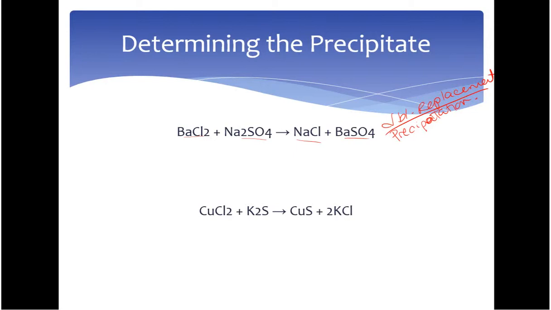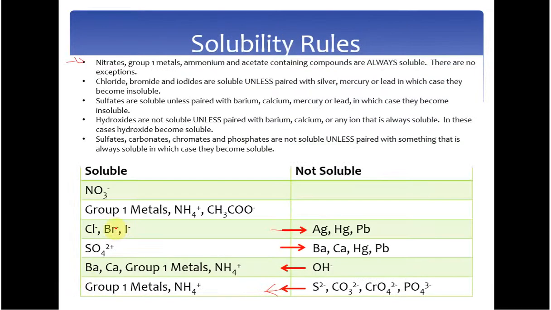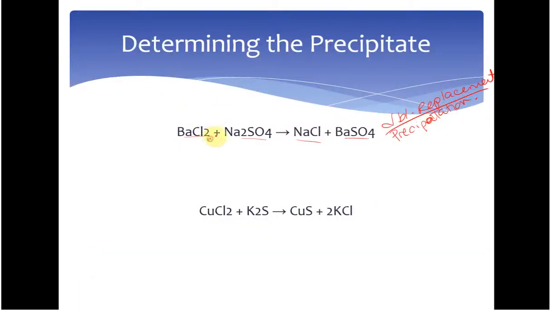Now, I'm not going to worry about balancing. You may have to do that in class, but let's just first look at solubility. Barium chloride. Well, chlorides are soluble unless there was silver, mercury, or lead. So this guy must be soluble. So we're going to add an AQ here. Sodium sulfate. This is a group 1 metal. It has to be soluble. NaCl, group 1 metal, always soluble. Barium sulfate.